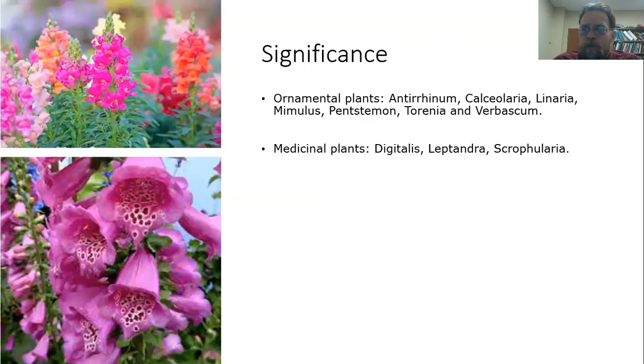Of course, we're all familiar. Antirrhinum is the snapdragon, but we also have things like penstemon that we commonly use in the landscape. One of my favorite flowers, I think, is just extraordinarily attractive, is foxglove. The scientific name for foxglove is Digitalis. And you can see the picture there of foxglove on the bottom. I just think it's an absolutely gorgeous flower.